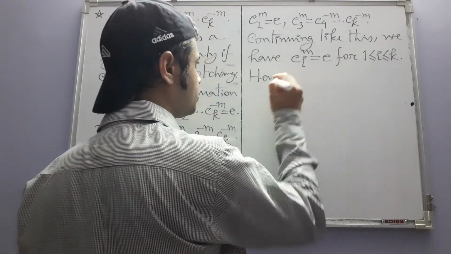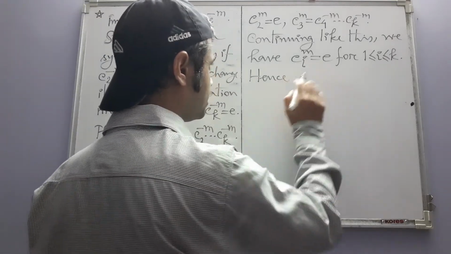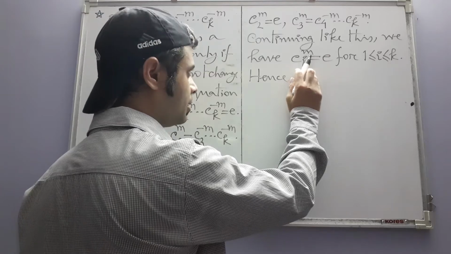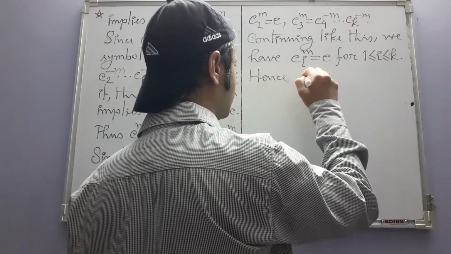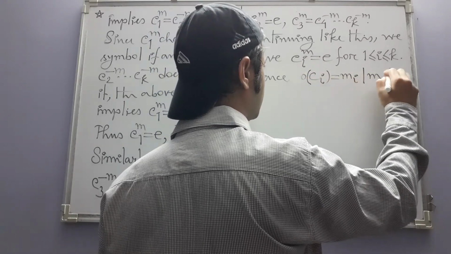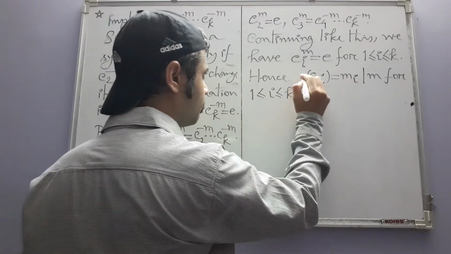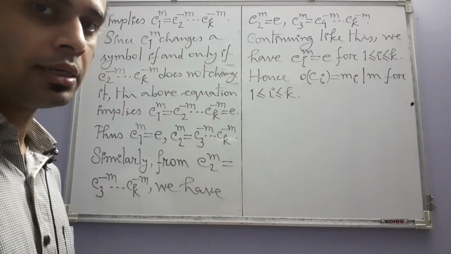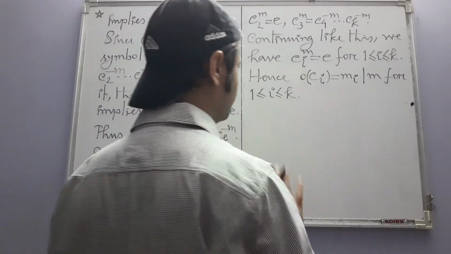And so what can we say from that? We already know that when this type of thing happens in a group, then the order of the element of which we are considering the power should divide the exponent m. So the order of Ci, which is mi, divides m for i varying from 1 through k. And where are we getting this from? This we are getting from part A, because Ci is an mi cycle, so its order is equal to mi. So this is where we are using part A, which of course we do not mention explicitly, it's understood.